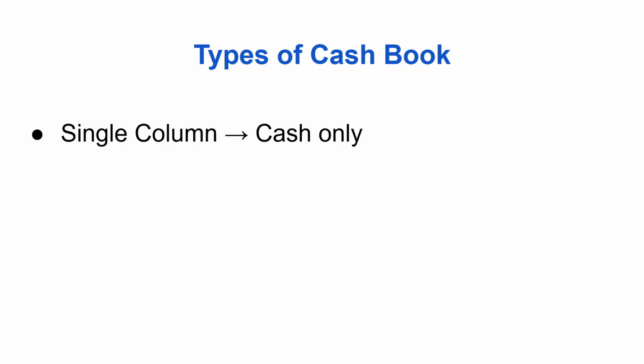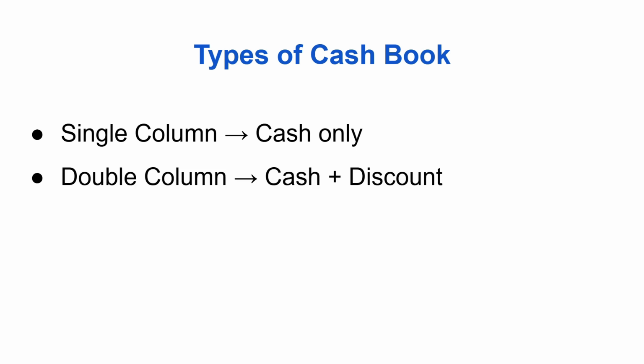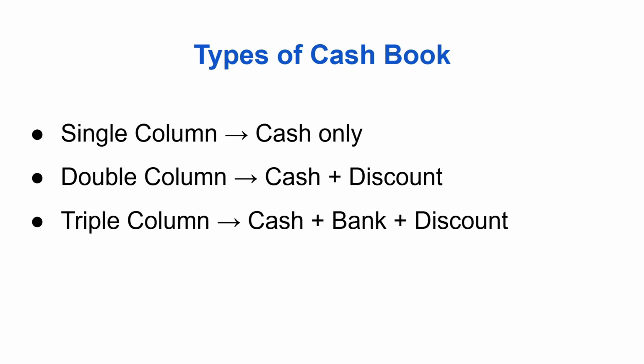Types of cash book. Before we get into the format, it's important to know that there are three main types of cash books used in accounting. That is single column cash book. This records only cash transactions, cash receipts, and cash payments. Double column cash book. This records cash and discount transactions only. Triple column cash book. This records cash, bank, and discount transactions.